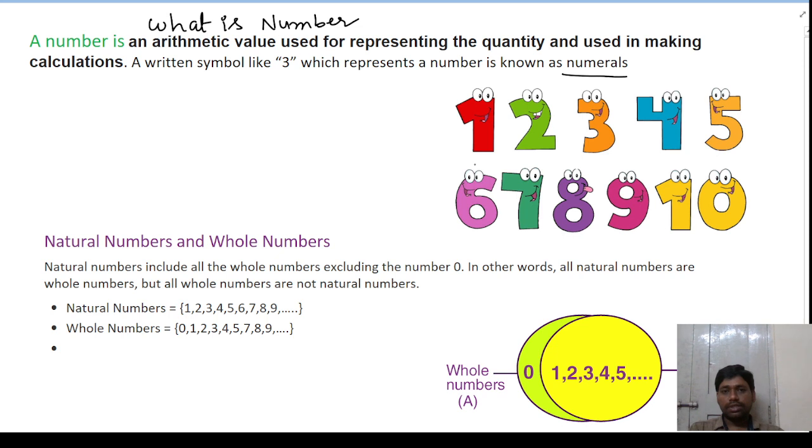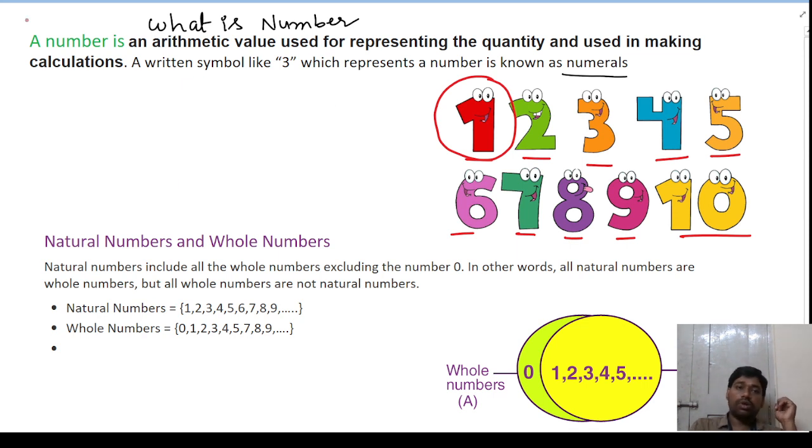Everybody knows that counting starts from the number 1. So if you count 1, 2, 3, 4, 5, 6, 7, 8, 9, 10 and so on, the things which are used for counting are called numbers. These numbers are of different types.